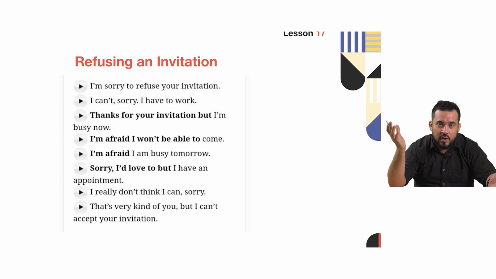I can't. Sorry, I have to work. Thanks for your invitation, but I'm busy now. I'm afraid I won't be able to come. I'm afraid I'm busy tomorrow. Sorry, I'd love to, but I have an appointment. I really don't think I can. Sorry. That's very kind of you, but I can't accept your invitation. So those are ways to decline or reject or refuse an invitation.